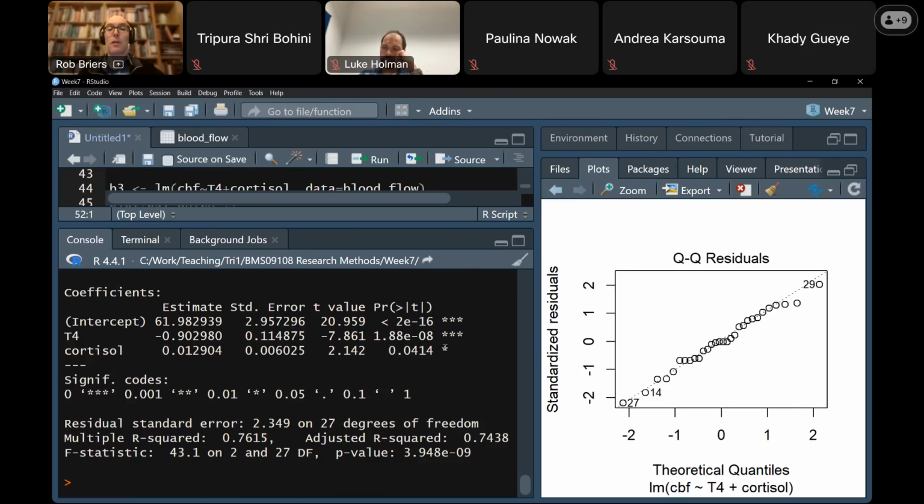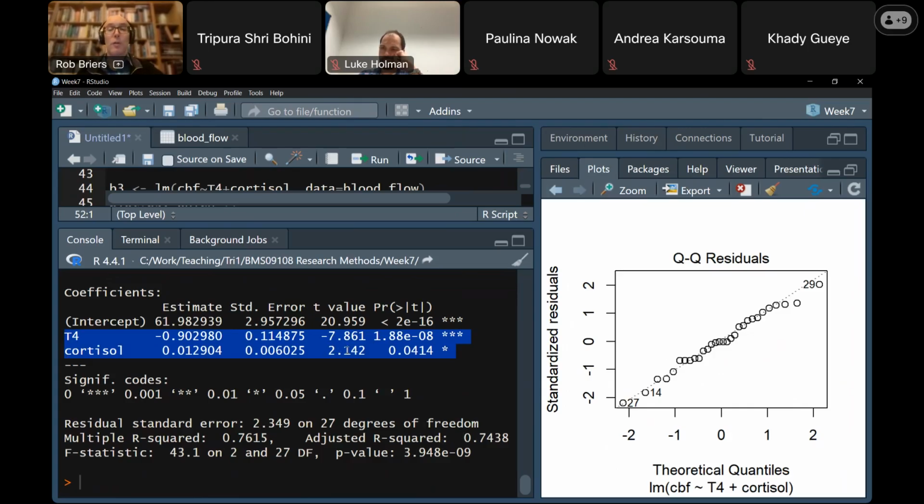Because each time you take something out, it changes these a little bit, so it can shift things in terms of their significance. You'd basically repeat that process until you end up with just the things that are significant. And that's where we've got to here. T4 and cortisol are both significant, so we don't want to take those out. If we did, then our ability to predict would be compromised.